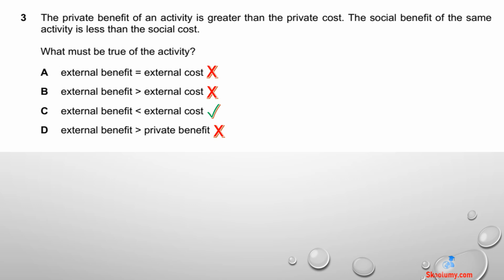Social benefit is private benefit plus external benefit. Social cost is private cost plus external cost. The question already considered private benefit and private cost. If social benefit is less than social cost, the external benefit must be less than external cost.